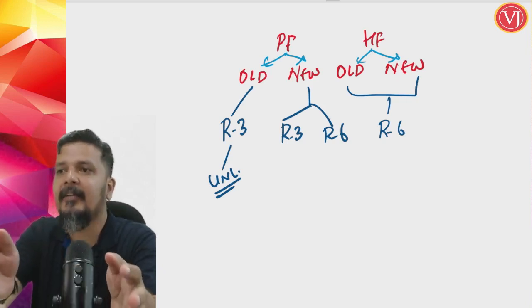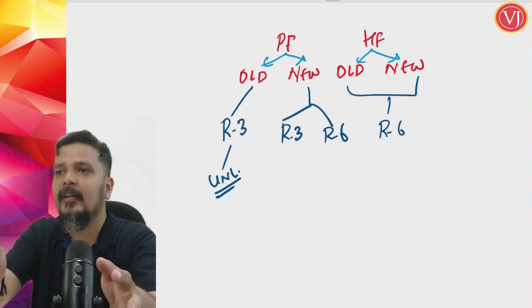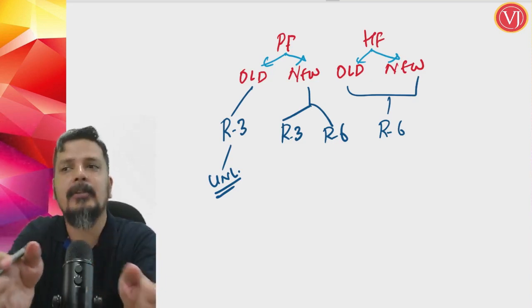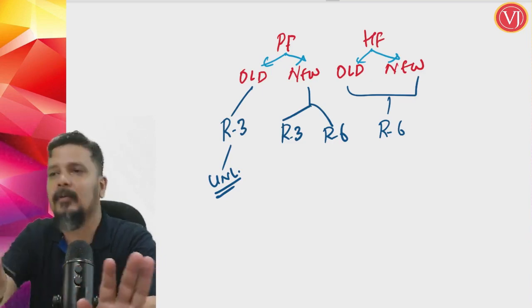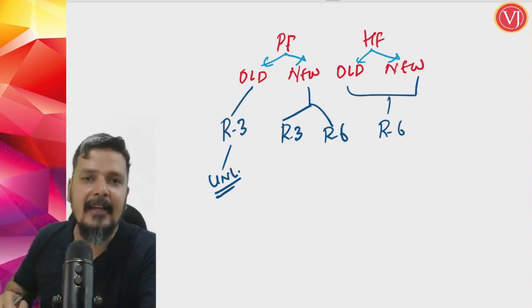That particular item value, supposing it is 60,000, you can keep it either under Rule 3 or Rule 6. You cannot tell, okay, left over 10,000 is there. No, that cannot be done.